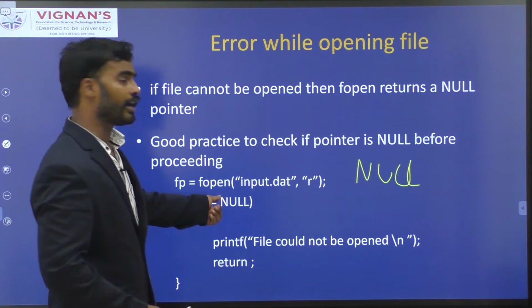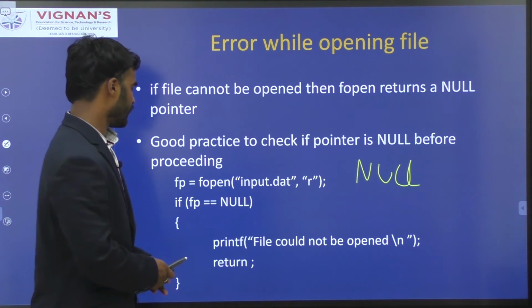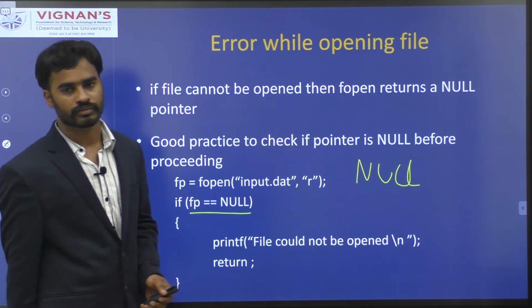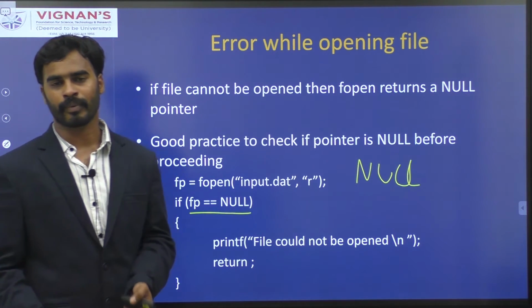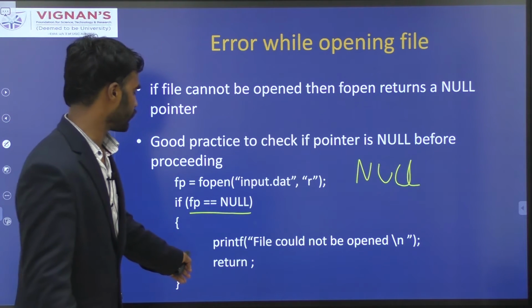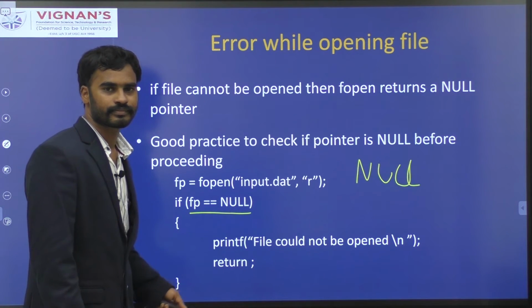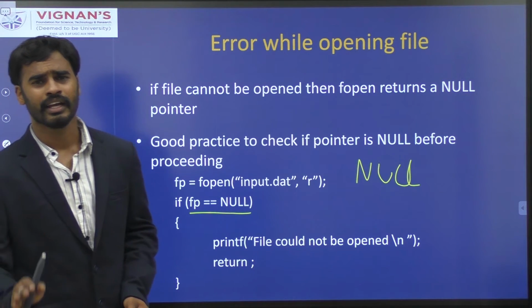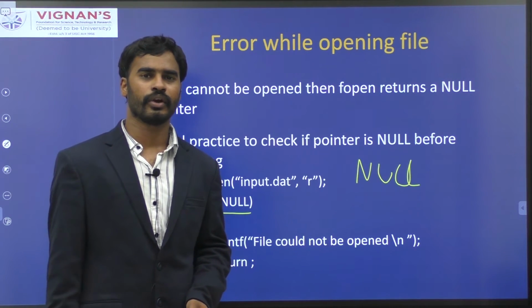So after opening a file, you have to check whether the file is opened properly or not. If the file is not opened properly, you are not supposed to do any operations on the file. You can come out of the execution. This is one way you can handle errors that occur during file opening.